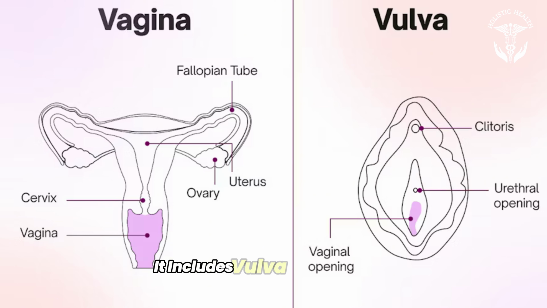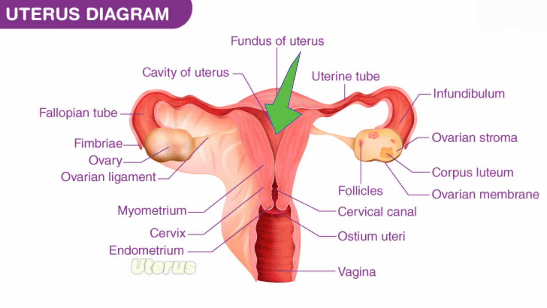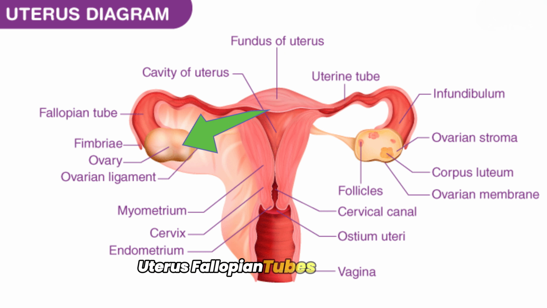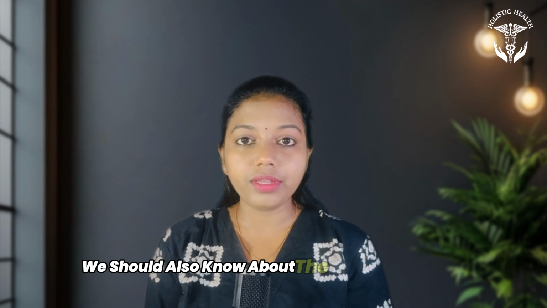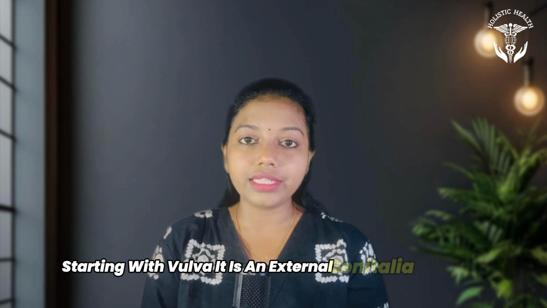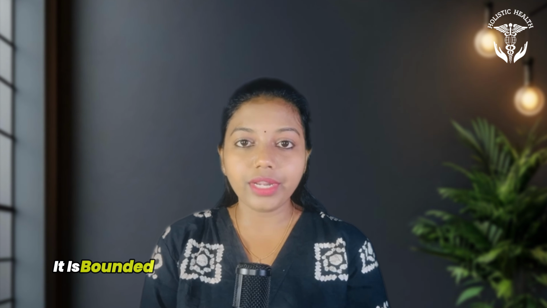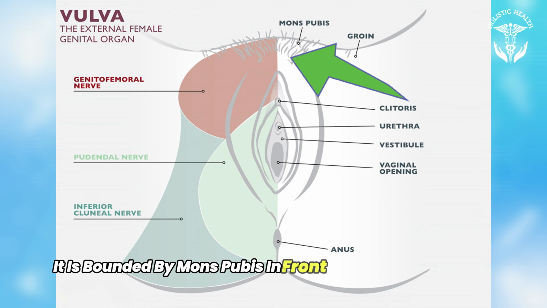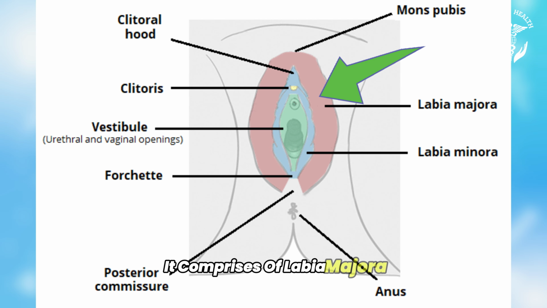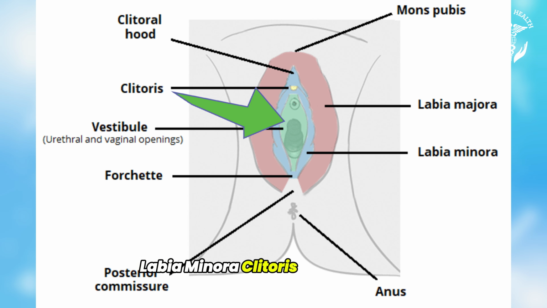Let's get into the detailed description of each part of the female genital tract. It includes vulva, vagina, cervix, uterus, fallopian tubes and ovaries. We should also know about the pelvic or hip bone. Starting with vulva, it is the external genitalia of the female. It is bounded by mons pubis in front and anus at the back. It comprises labia majora, labia minora, clitoris and vestibule.